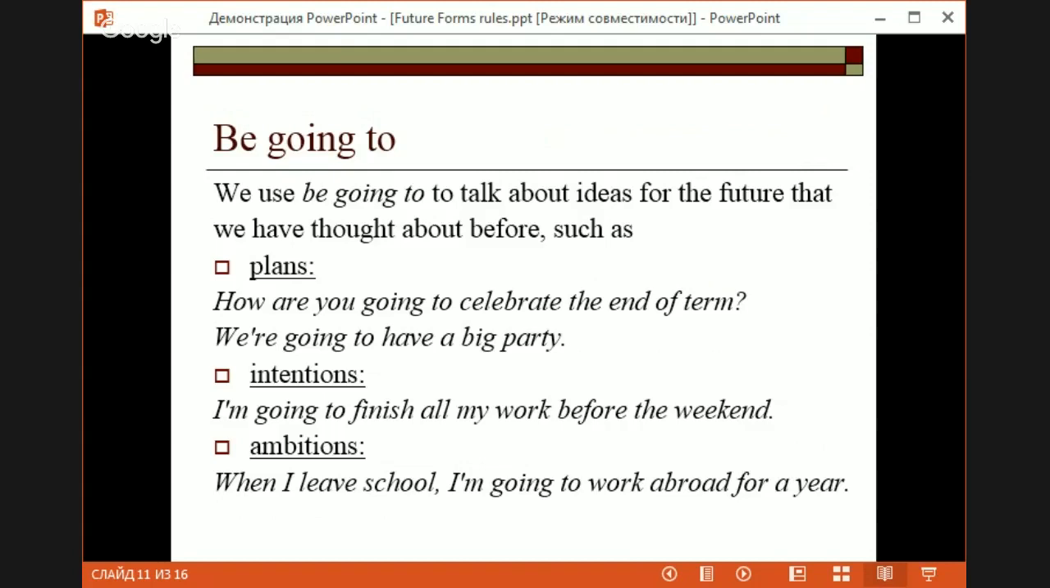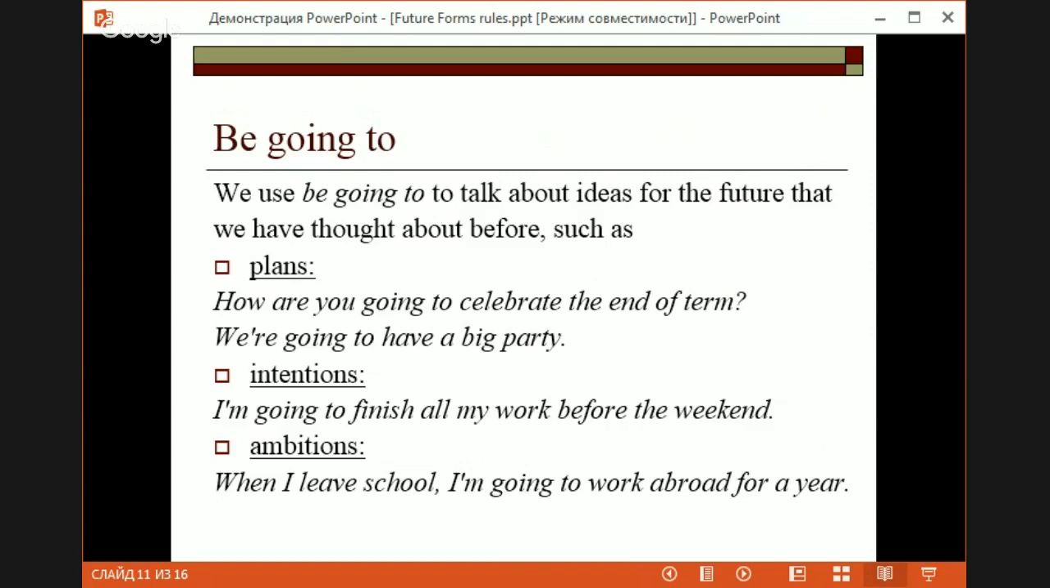The difference is that if you use the construction I'm going to, these are your plans or intentions or ambitions. If you use present continuous for the same sentence, we can say I'm buying a house. That sounds quite definite. That means that you know what kind of house, you know how much it costs, and well, it's already arranged even with the owners that you're buying it.